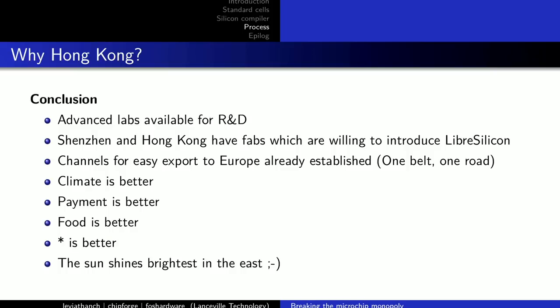So in conclusion of that, we have advanced R&D labs there. There are factories available. We can easily export it to here over channels which already exist, right? And also in general, it's just more relaxed over there. I don't like minus degrees.